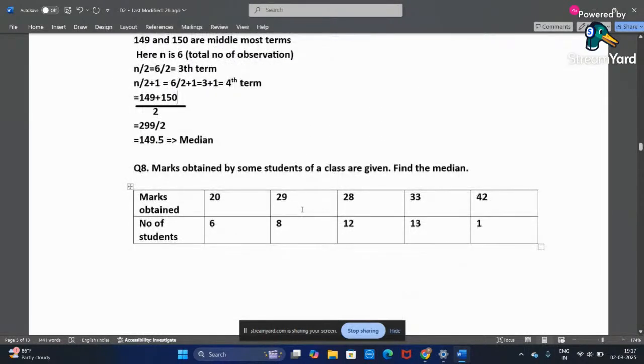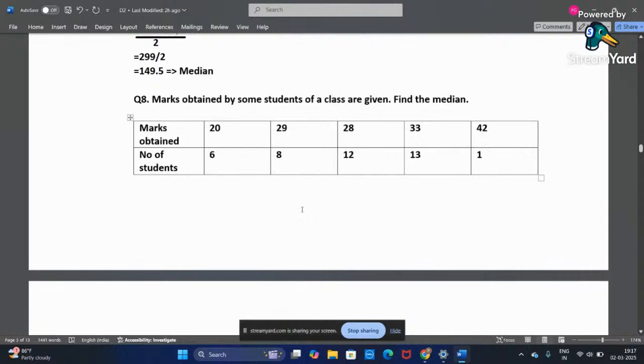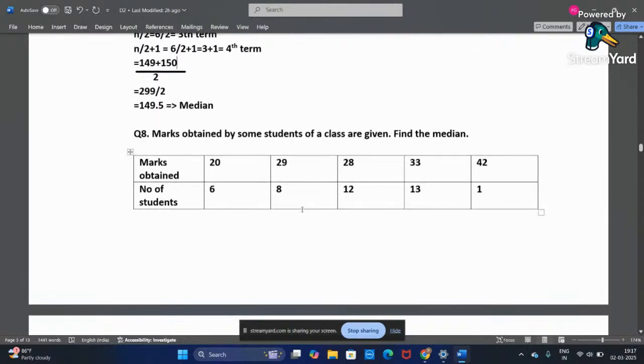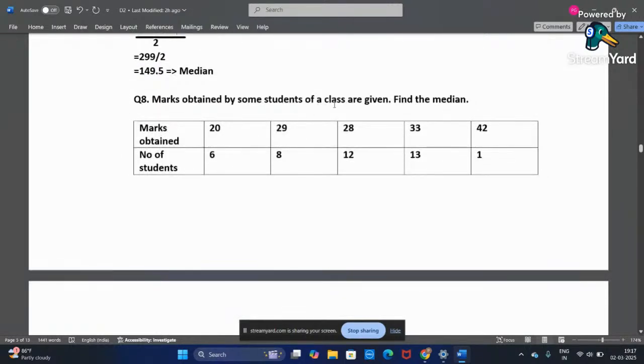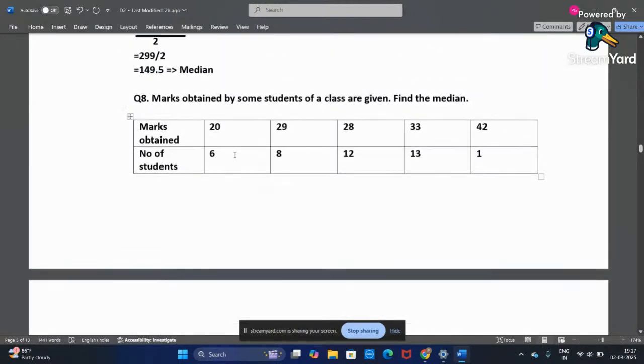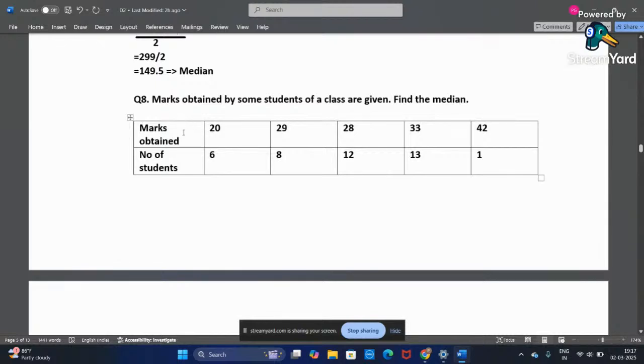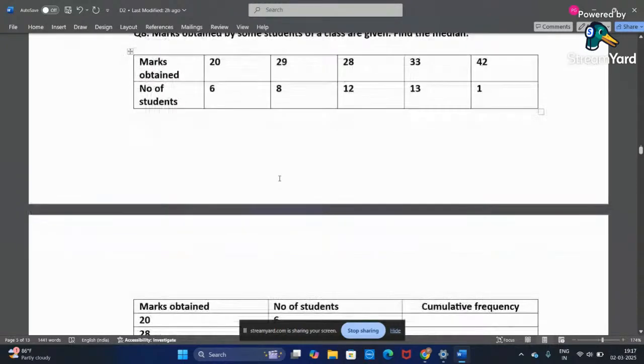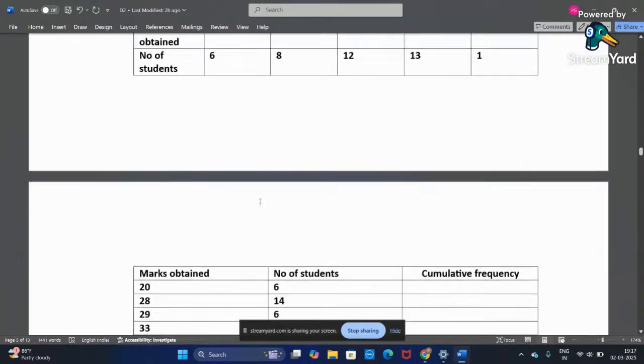Okay, we'll solve a problem on this. Marks obtained by some students of a class are given. So find the median for the given table. They have given the marks and the total number of students. But here the marks obtained are not arranged in ascending order. They have given them in a random way. So first you have to arrange them in ascending order.